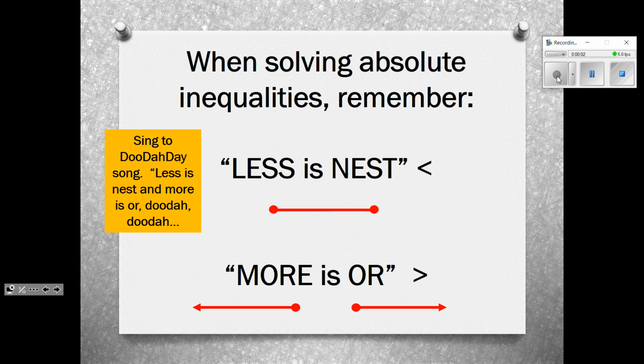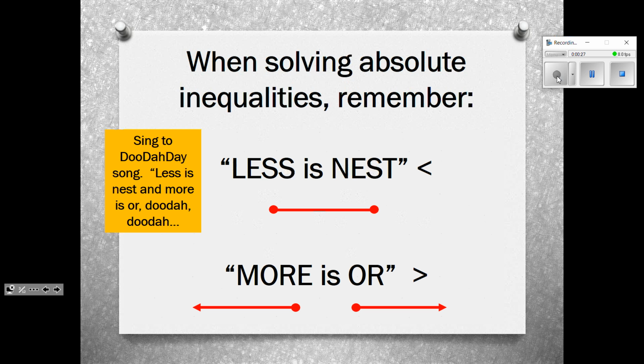Okay, today our lesson is on solving absolute value inequalities. So the difference between yesterday and today: yesterday were equations with equal signs. Today are inequalities, which will have less than or greater than signs. First, we're going to sing a little song, and I'll explain the meaning in just a minute.